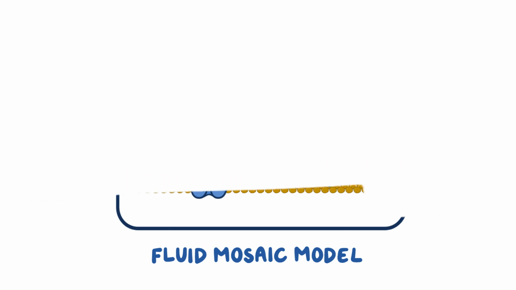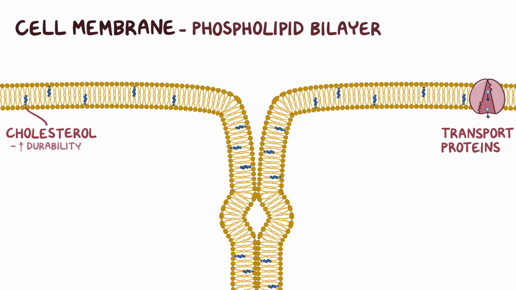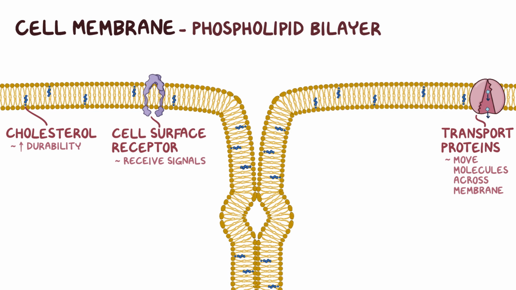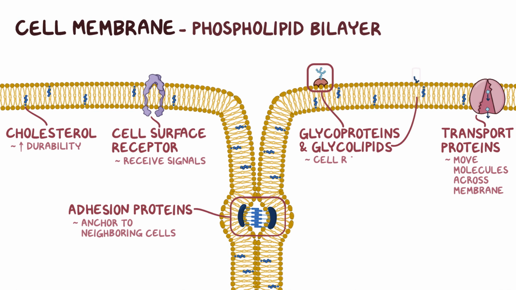Alright, so as a quick recap, the phospholipid bilayer contains cholesterol, which makes it more durable at all temperatures, as well as various proteins. Transport proteins help move molecules across the membrane, cell surface receptors receive signals from other cells, and adhesion proteins keep the cell anchored to neighbouring cells. Finally, the cell membrane contains carbohydrates in the form of glycoproteins and glycolipids, which help the cells recognise each other.